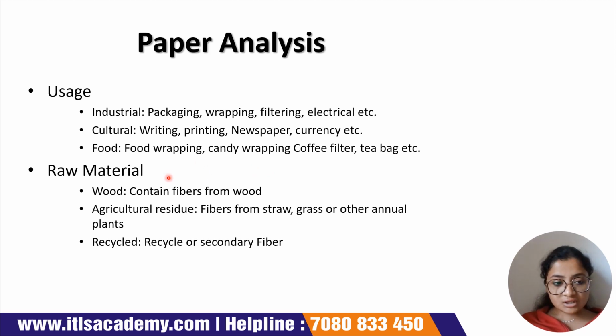Fourth factor that we need to analyze will be the raw material. What kind of raw material is used to make that paper? So what are the factors that will come? Wood, first and foremost, obviously, because it contains fibers from wood. Second will be agricultural residues like fibers from straw, grass or other annual plants. Third will be recycling, like recycled or secondary fiber.